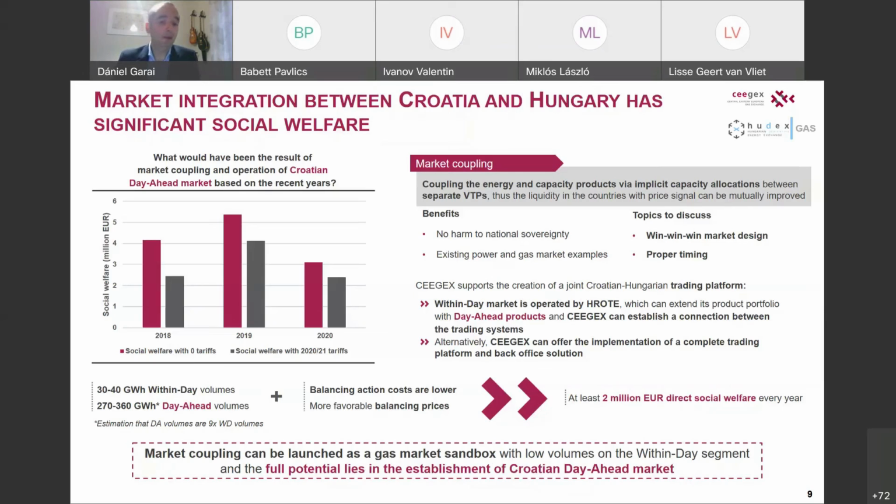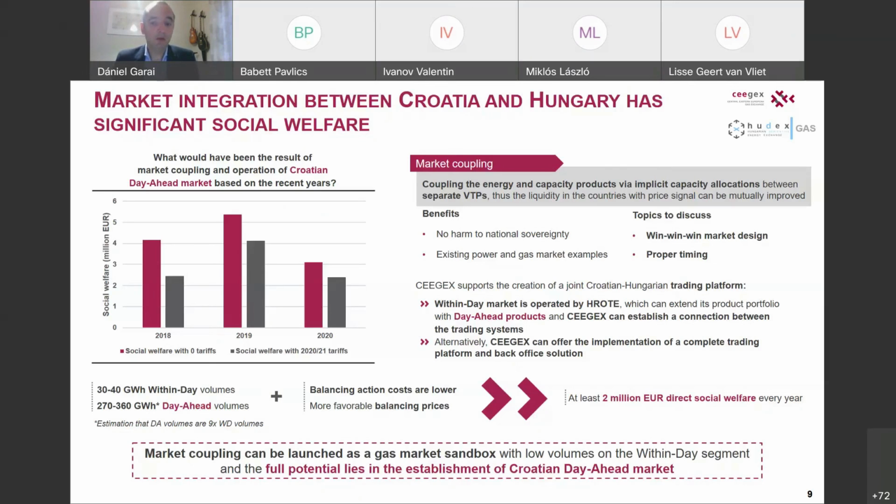And our idea is that we would like to support any kind of market integration or market coupling in the region. The first idea was Croatia, for many reasons. The most obvious market coupling project could be done between Croatia and Hungary. The markets are so interconnected in many ways that it would probably make sense.